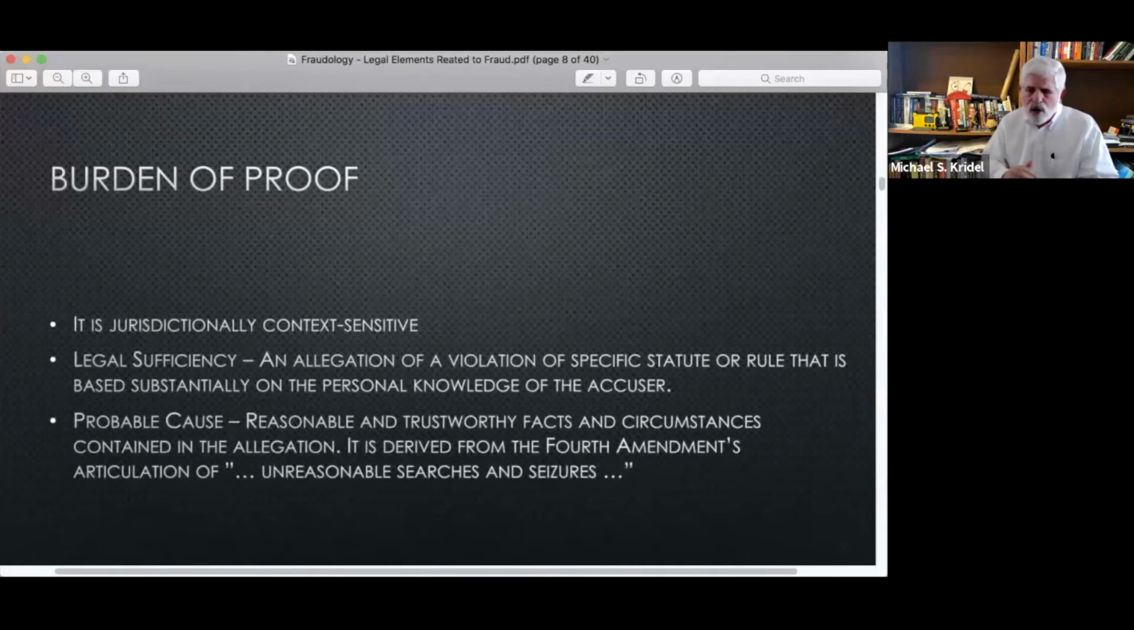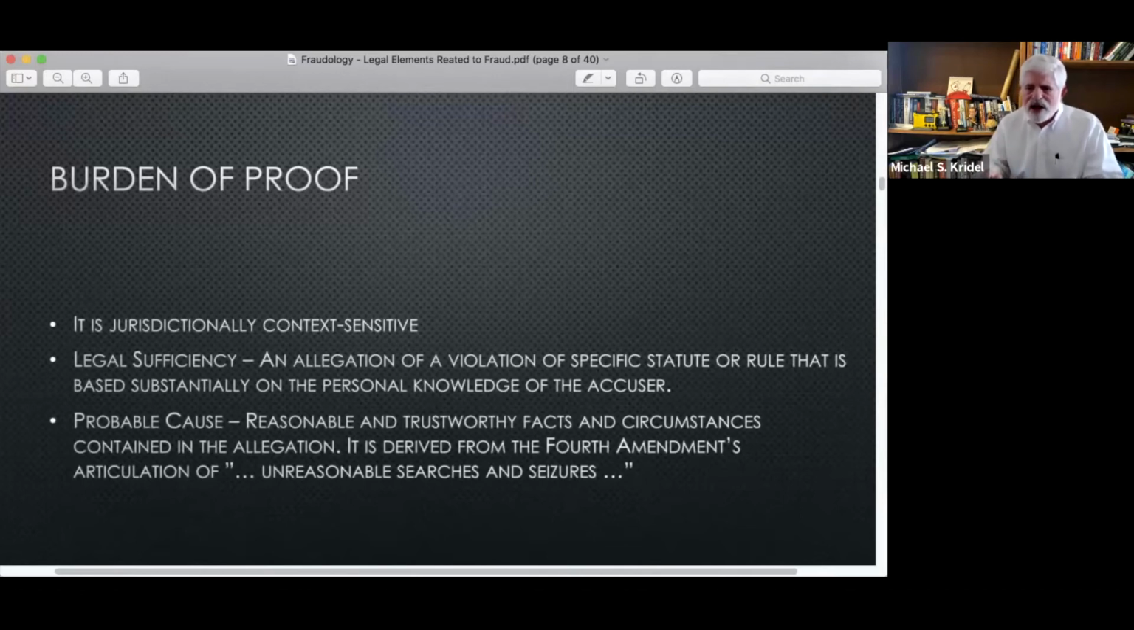Probable cause. If you've watched any one of the Law and Order shows that are shown all over the world, or any police procedural show, you will always hear the term probable cause. Probable cause exceeds legal sufficiency because probable cause has determined that there are reasonable and trustworthy facts and circumstances contained in that allegation. So now we're beyond whether it's true or not. We're now to the point where what we're being told, what we have seen initially, whether it's evidence or verbal or just intelligence that you've developed, would lead a reasonable person to think that a crime was committed, a fraud was committed.